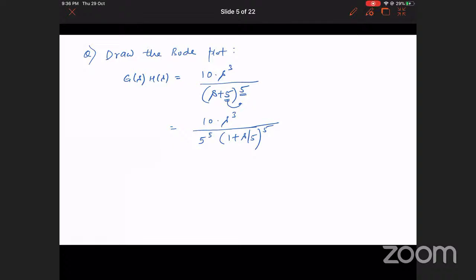Great. So after solving this, 10 divided by 5 to the power 5, you can just sit with the calculator. You will get the answer as 0.0032 in the numerator. Then you have s cube, and then it is whole divided by (1 plus s by 5) to the power 5, right? I hope you understood that.